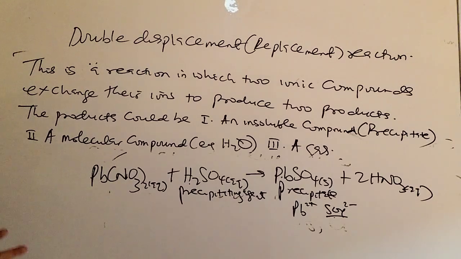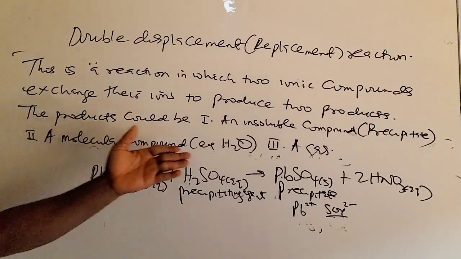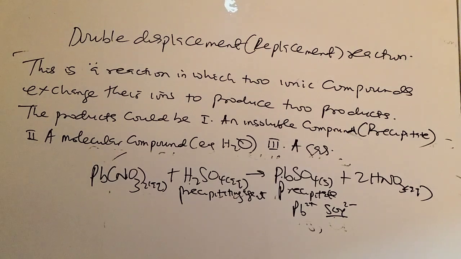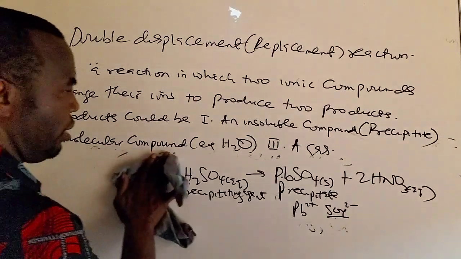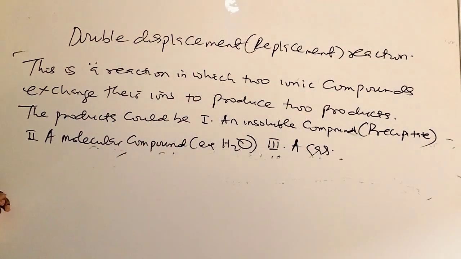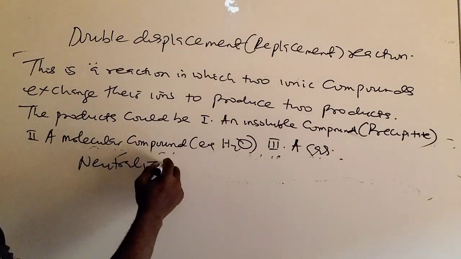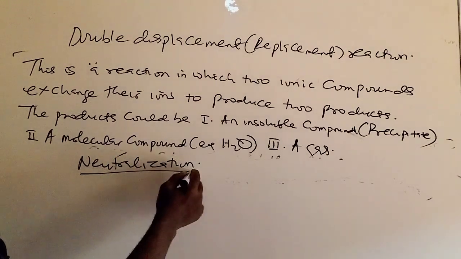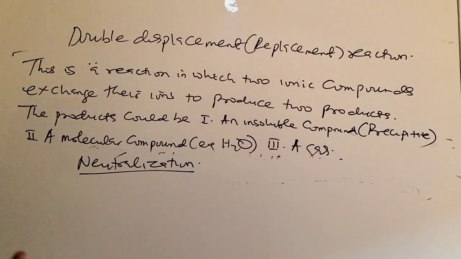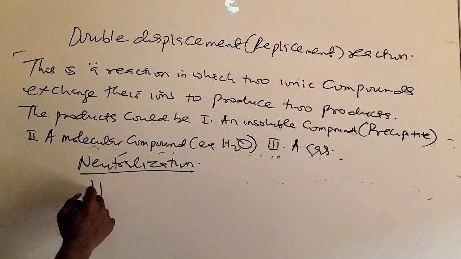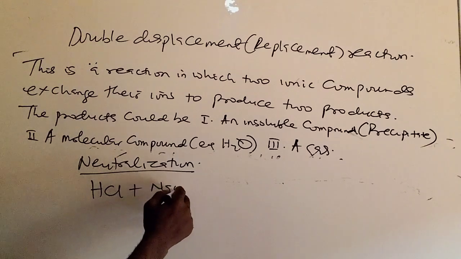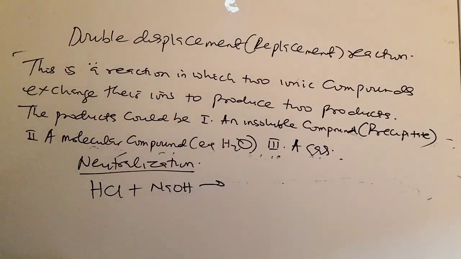Precipitation reaction is an example of double displacement reaction. Another example is a reaction in which we have water produced. Another example of a double displacement reaction is the one we call neutralization reaction. Neutralization reaction, which is the reaction between acid and base, is also another example of double displacement reaction. For example, HCl plus sodium hydroxide, water is produced.